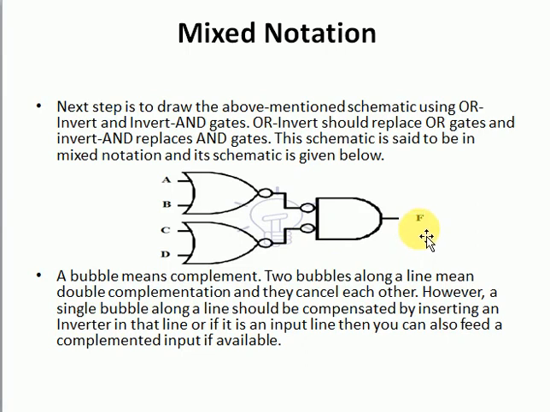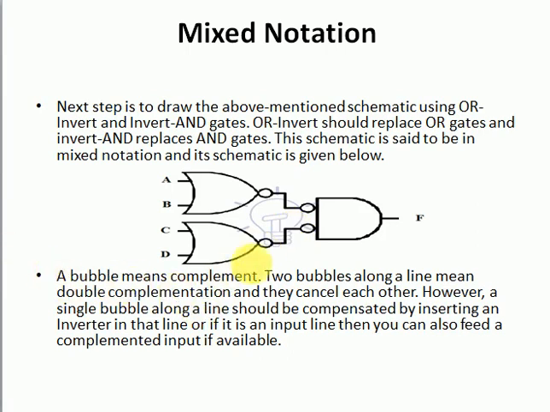Now at the output F, it is simply an OR operation here. So F is equal to (A plus B) into (C plus D). The bubble only means the complement. So two bubbles along a line mean double complementation, and they cancel each other, as here two bubbles in the same line, and here again two bubbles in a single line. However, a single bubble along a line should be compensated by inserting an inverter in that line. If it is an input line, then you can also feed a complemented input if available, and we will see this in the example.